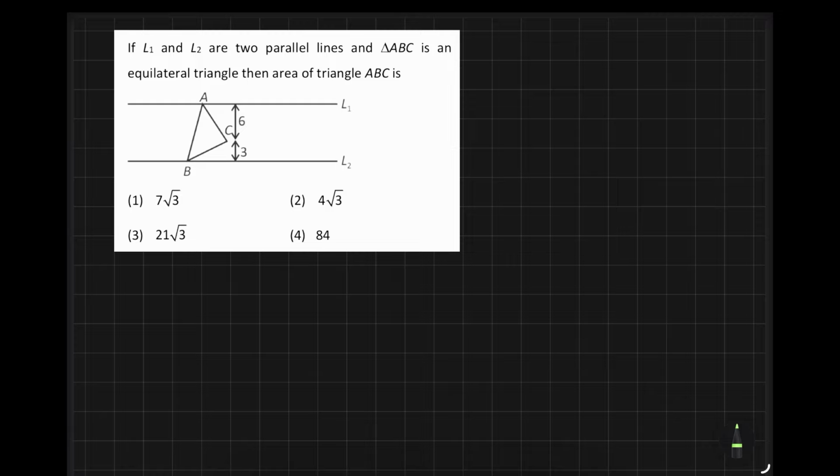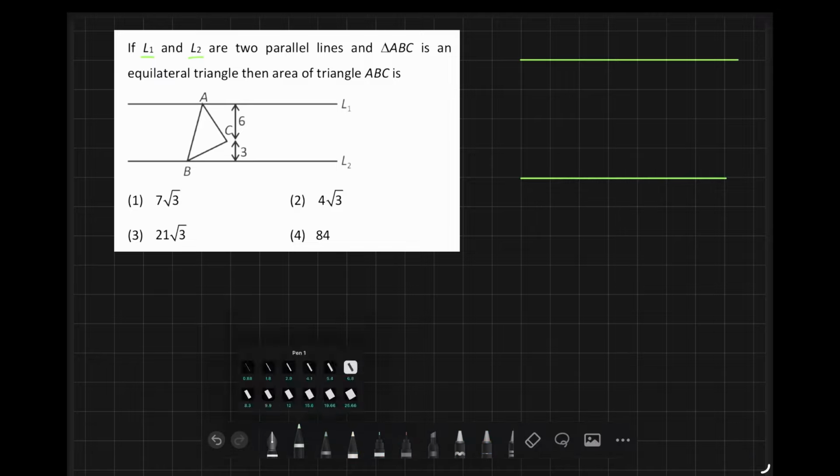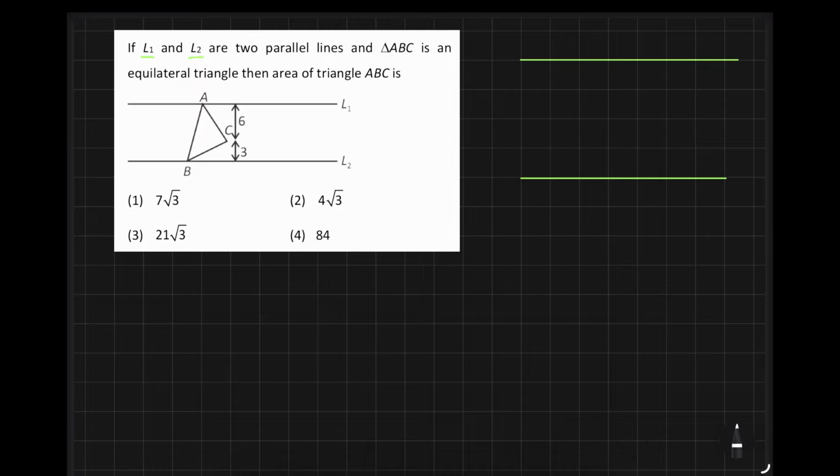So, we are back with a wholesome new question, which is: let L1 and L2 be two parallel lines. So, we have two parallel lines. Great. Suppose these are your two parallel lines. Now, triangle ABC is an equilateral triangle, then the area of triangle ABC is.